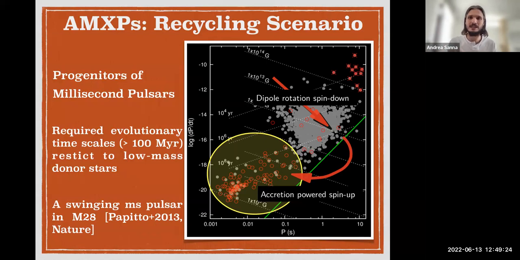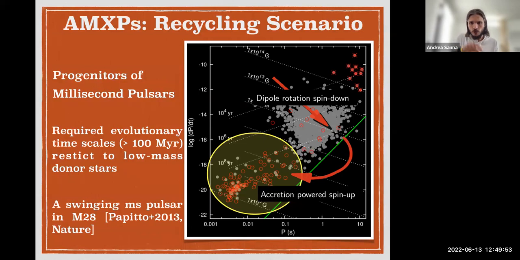But then at some point, populating this plot, this graph, a bunch of systems appear in the yellow region here. All of those are systems emitting in radio that have peculiar properties. They are very fast rotating, with very low magnetic field and very low spin derivative.